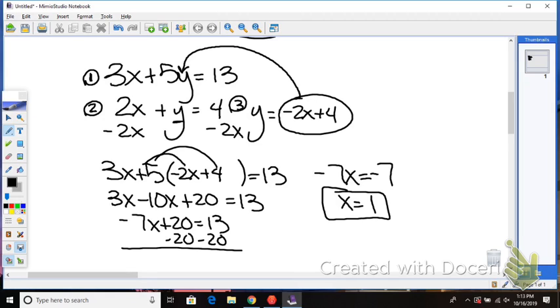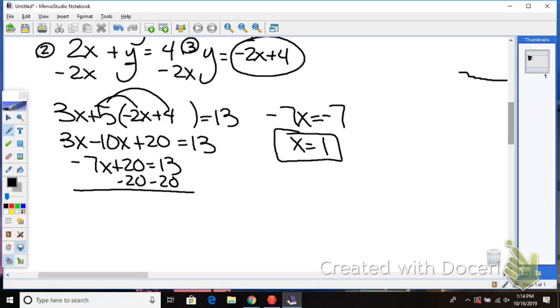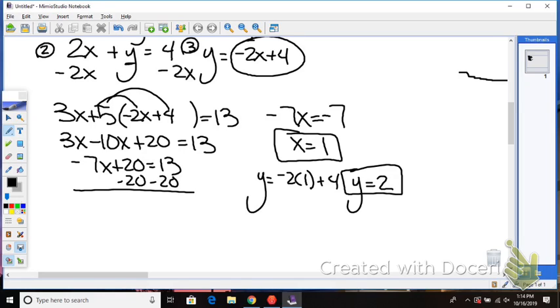It's already solved for y, which is what you're looking for. But if you want to plug into 1 or 2, you'll get the same answer. You'll just have to move something around, but we're all capable of that. So, plug in 1 here. I get y is equal to negative 2 times 1 plus 4. So y is equal to 2. If I were to graph these two, they would cross at the point 1, 2. Seems simple enough.